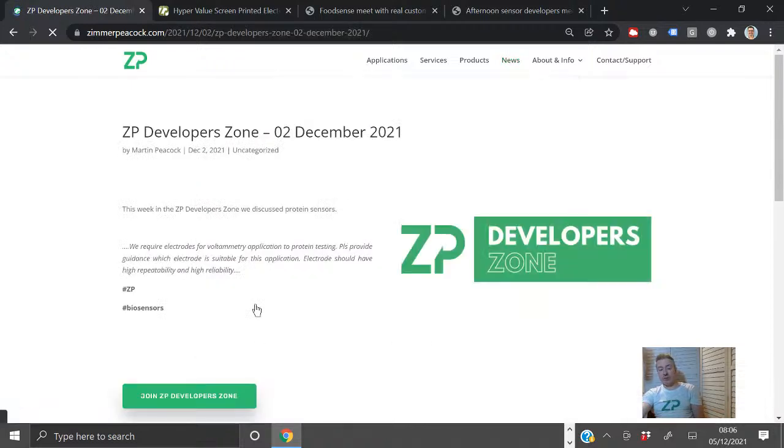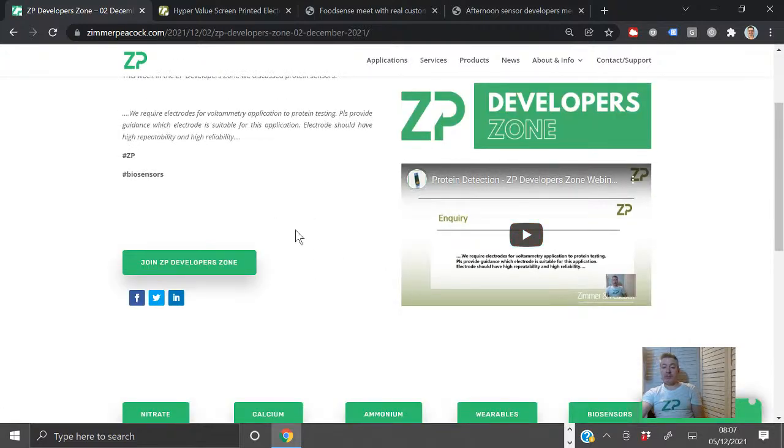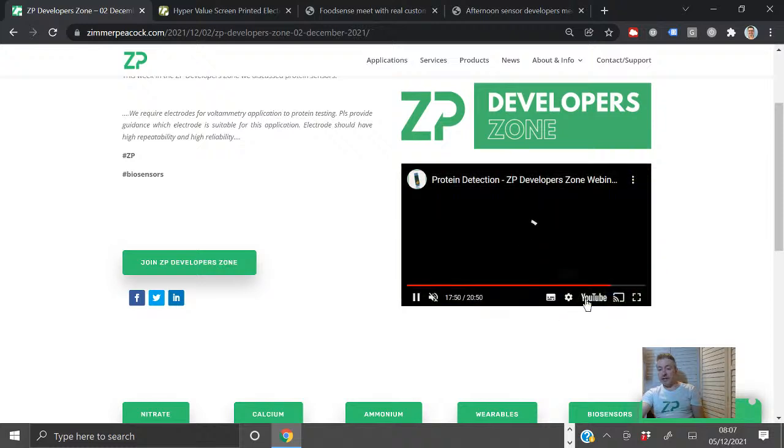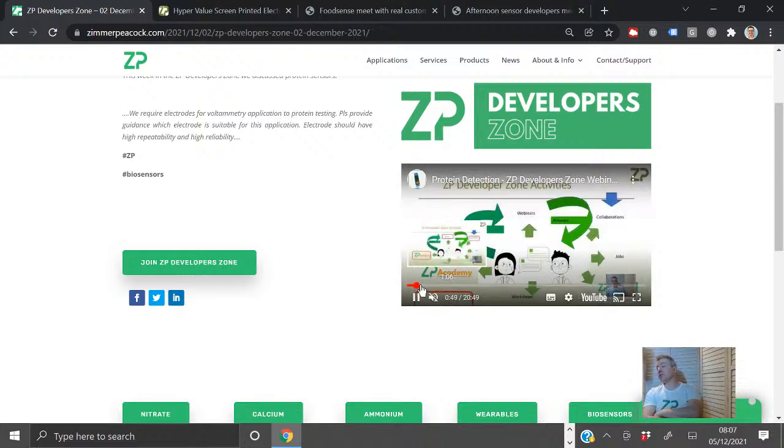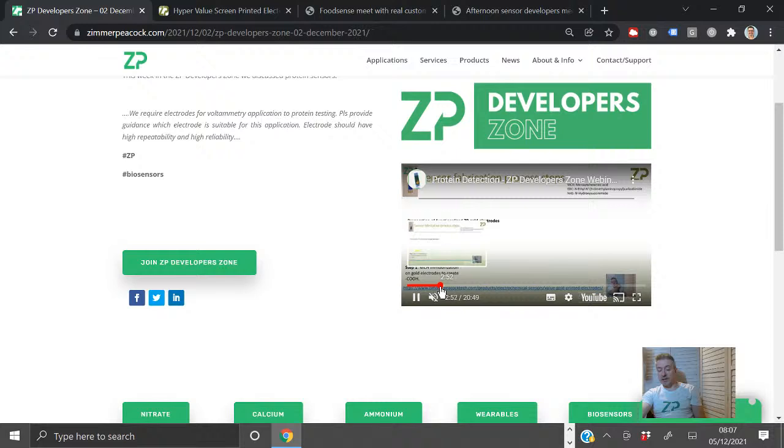We had our developer zone this week. Just before the meeting, we'd received an inquiry from an interested party in India, and they said, we require electrodes for voltammetry applications to do protein testing. Please provide guidance on electrodes that are suitable for this application. And they said electrodes should have high repeatability and high reliability. And so we tailored the entire presentation around these comments, and we showed how you can take a gold value electrode and turn it into essentially an immunosensor, because when they said protein, I presumed they would want an immunosensor type electrode.